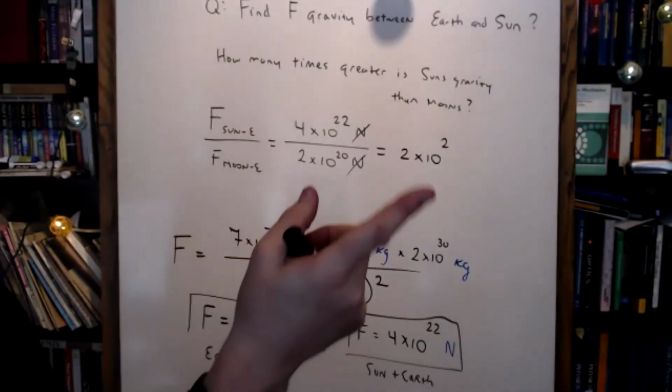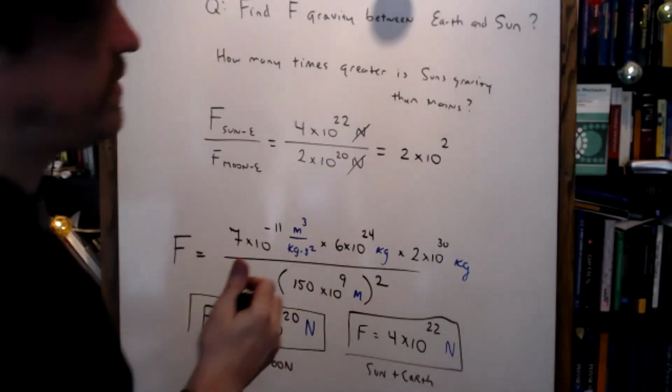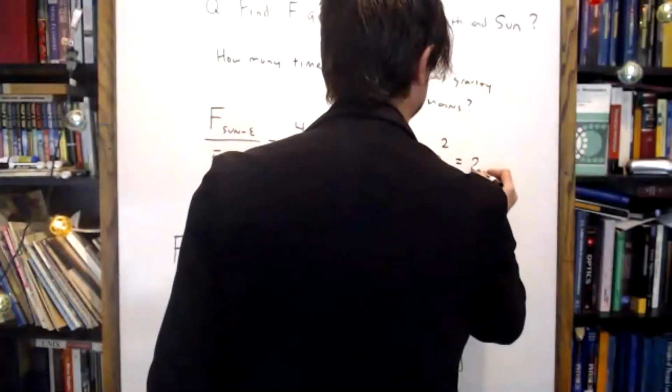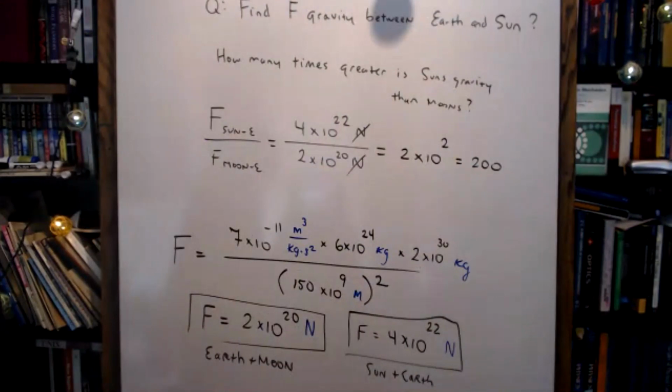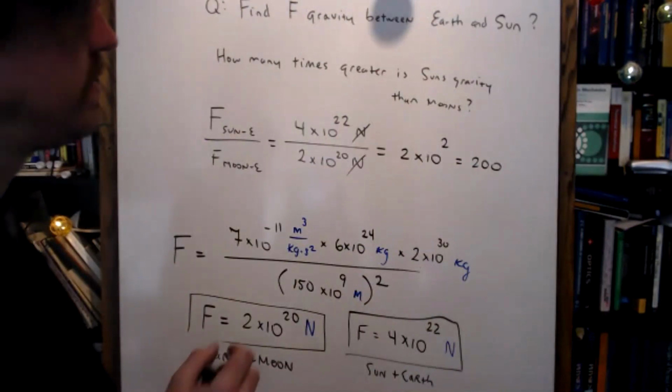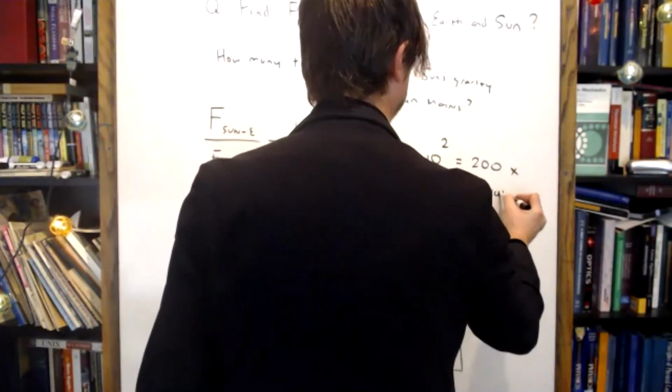What is 2 times 10 to the 2? What's that number? 200. So 200%? Not percent. 200 times greater.